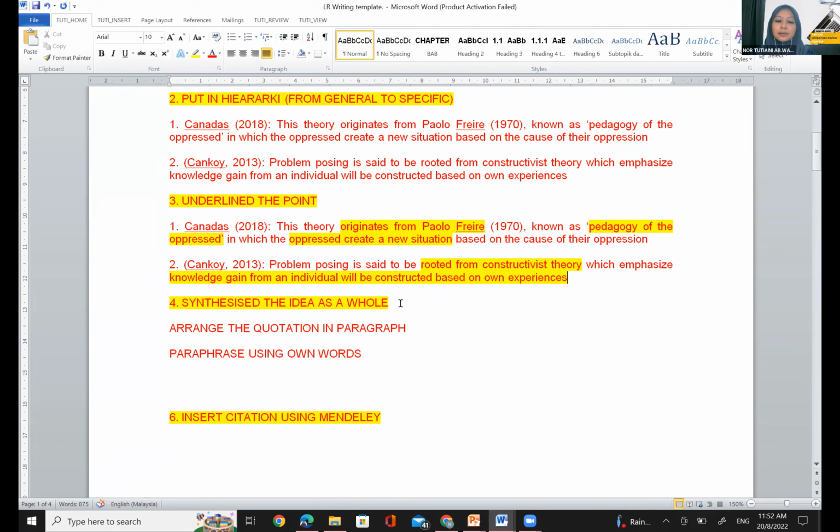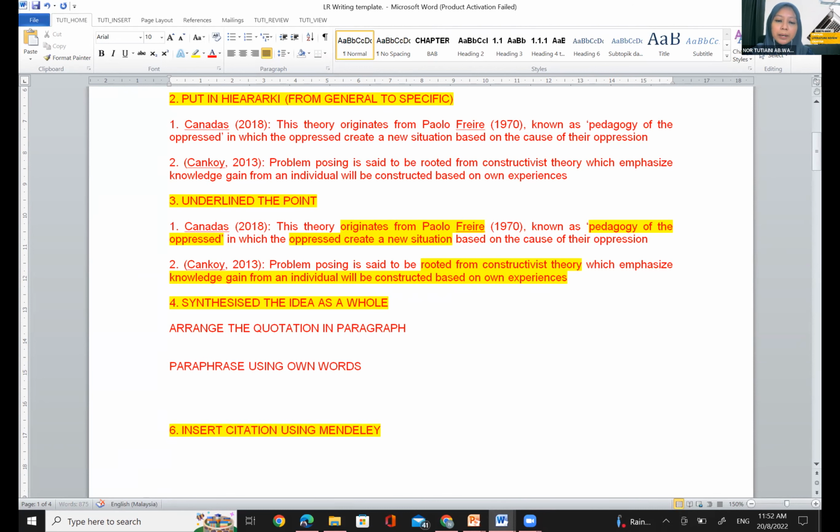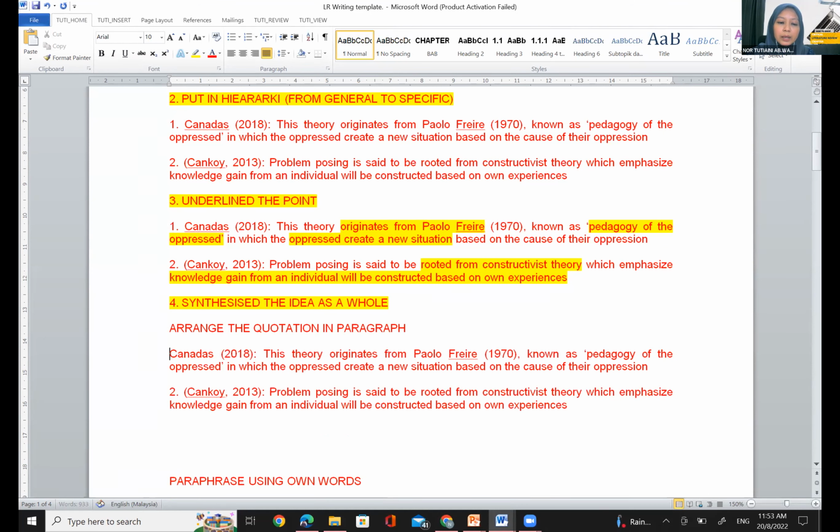Okay, so this is the time where we synthesize the ideas as a whole. How do we synthesize the ideas as a whole? First, arrange the quotations in a paragraph. Because earlier in the numbering, I made it easy with just 2. But imagine if you have 8 or 9 authors. So you must arrange following these particular steps. Okay, so I paste it back. I arrange it in a paragraph.